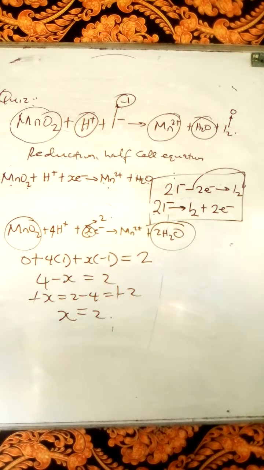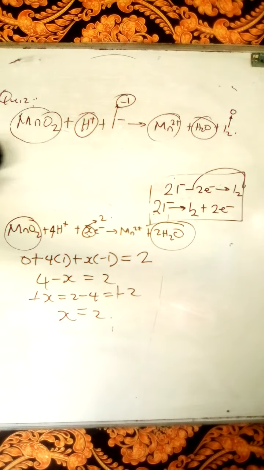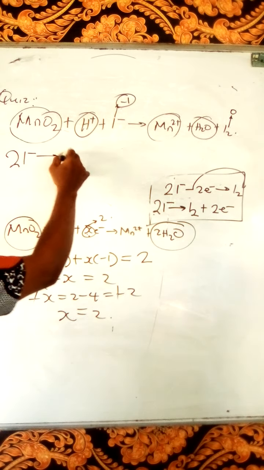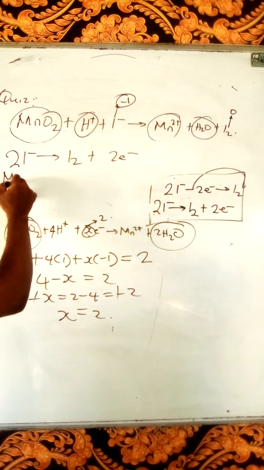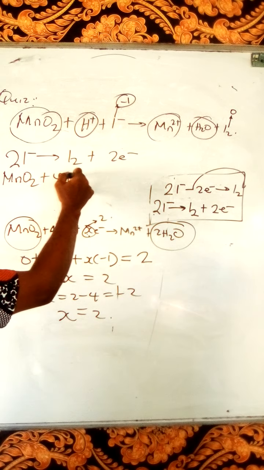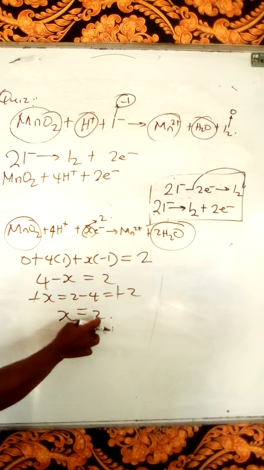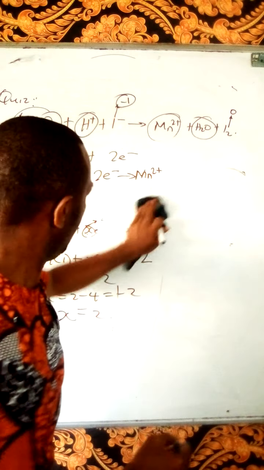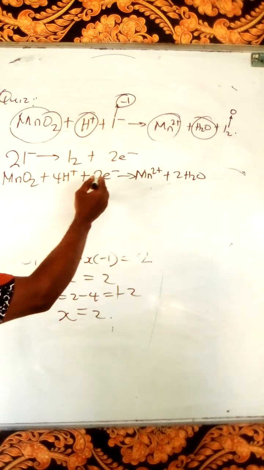Then we go ahead to write the full cell equation, or a balanced equation for this ionic equation. So what do we do? We add the oxidation and reduction half cell. The oxidation is here, 2 iodide giving us iodine plus 2 electrons. Reduction is this, MnO2 plus 4 H+ plus 2 electrons in place of S, which we have obtained before, giving us manganese 2 ion, plus 2 molecules of water. Oxidation half cell, reduction half cell.